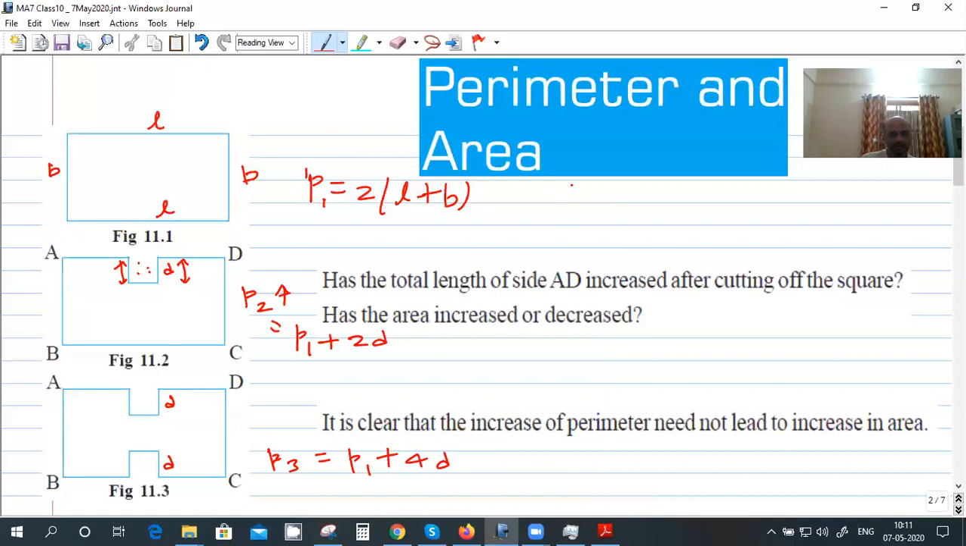Okay. What about area? The first one, let me call that A1. So L into B. The second one, area A1 plus or minus 2D? Minus. It's A1 minus 2D. What is the unit? If D is in centimeters, what is the unit of 2D? Centimeters. But the area unit is what? Centimeter square? So something is wrong, right?